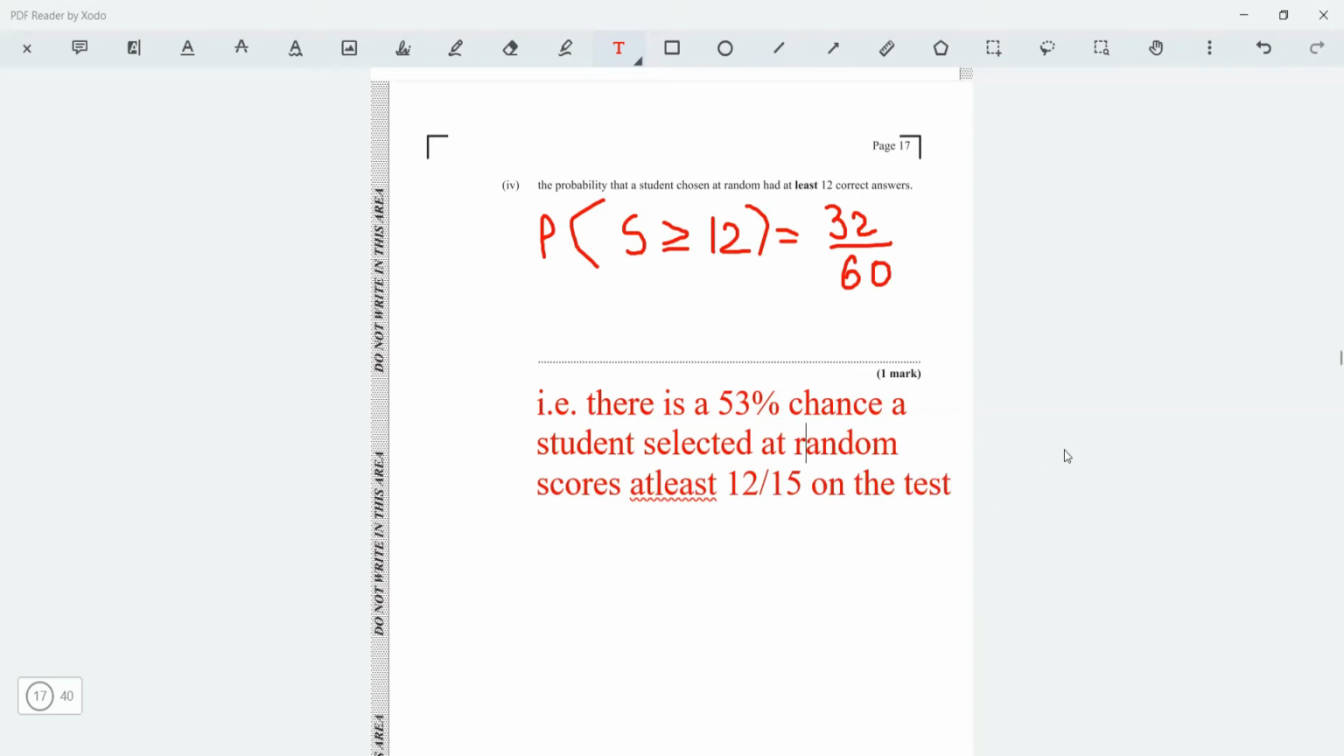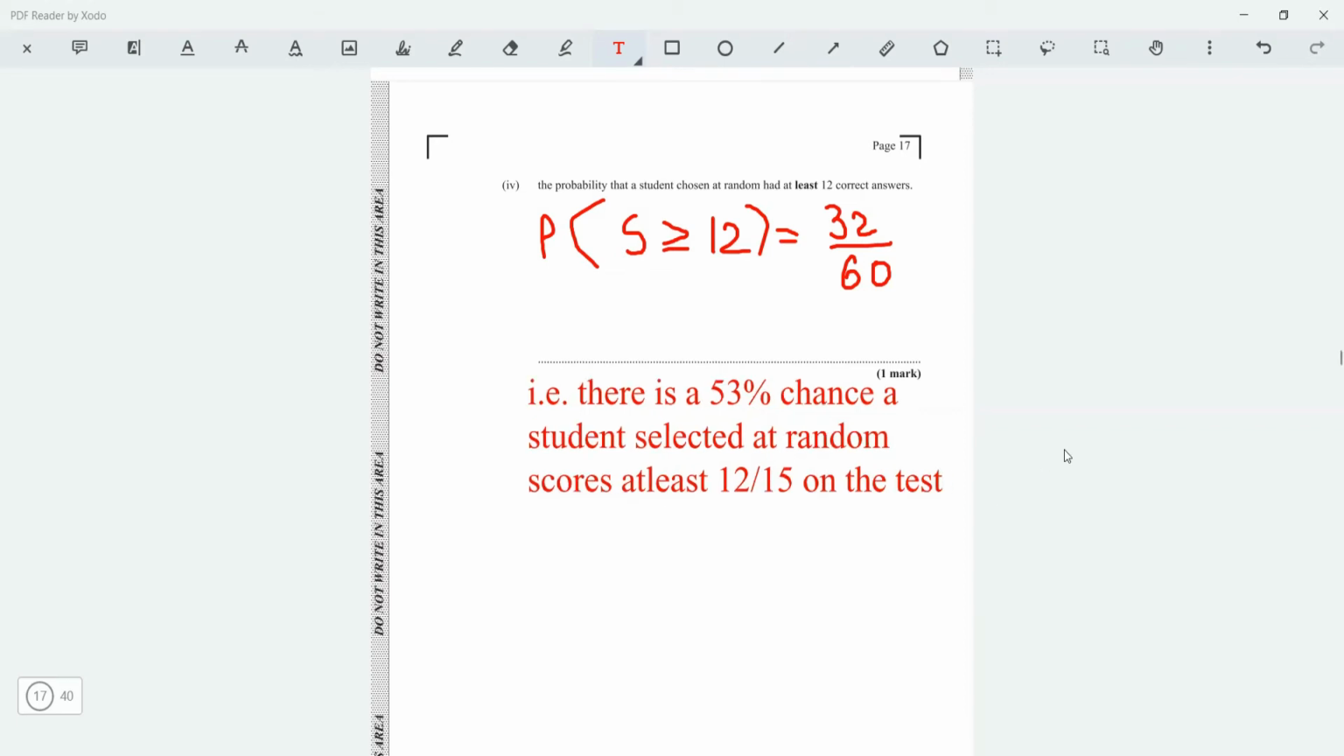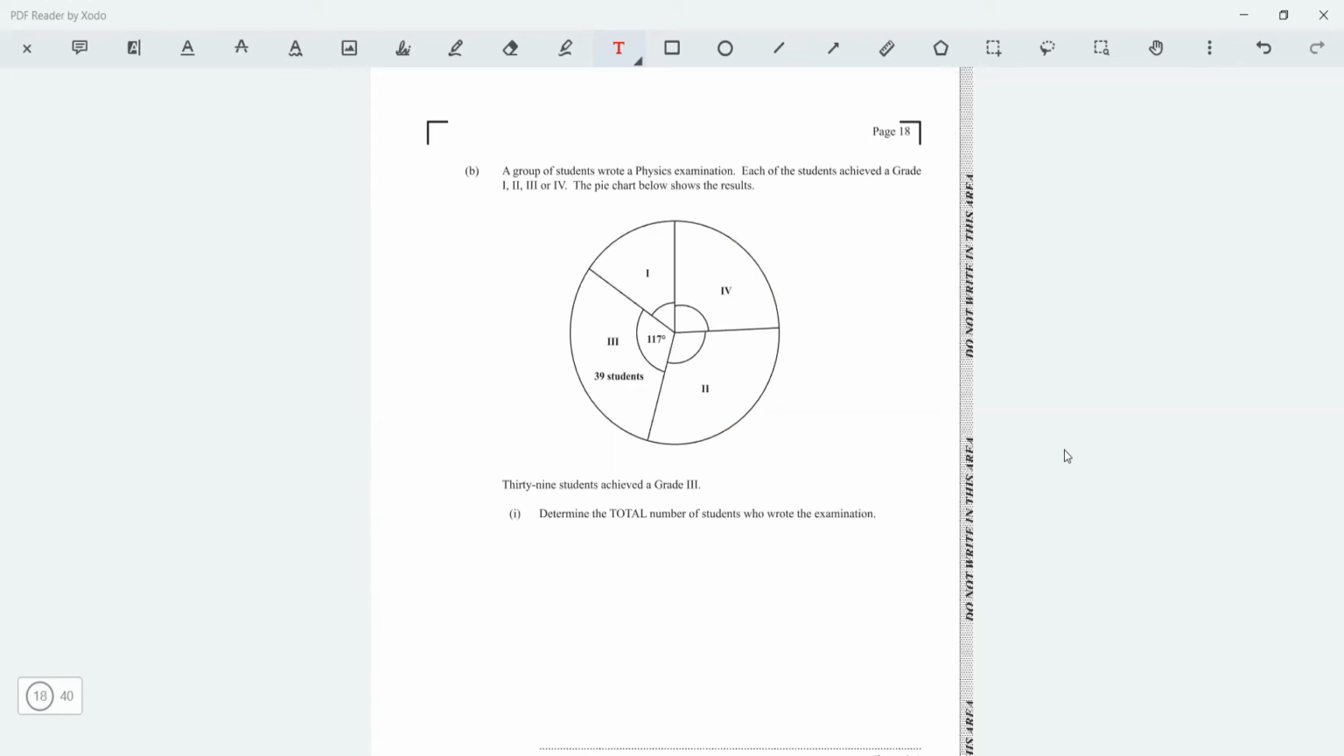That's it. Nice. Now the next part gives us a pie chart, and it says a group of students wrote a physics exam. Each of the students achieved a grade 1, 2, 3, or 4. The pie chart shows the results below. It says 39 students achieved a grade 3. Determine the total number of students who wrote the exam.